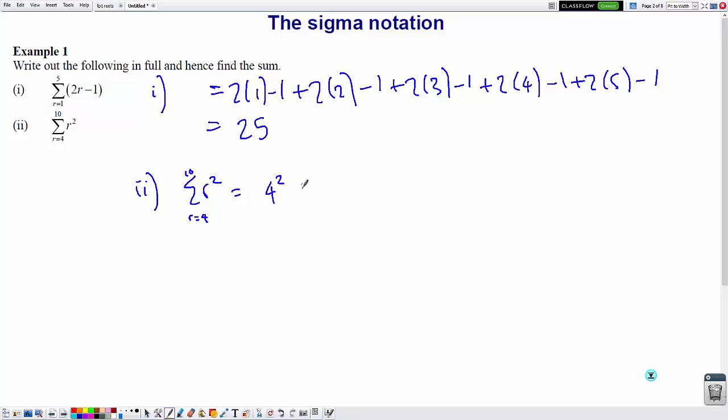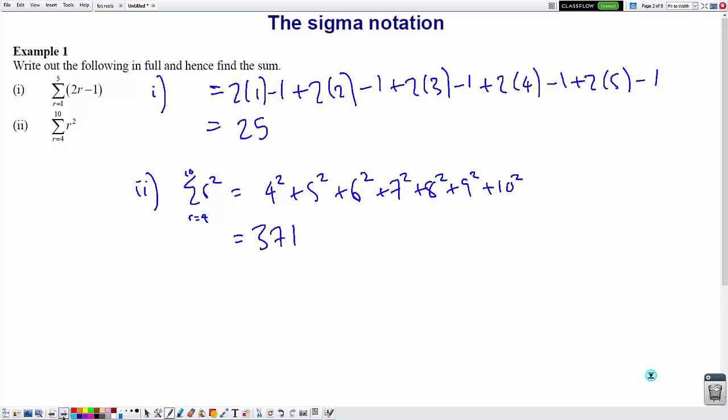So it's 4 squared, plus 5 squared, plus 6 squared, plus 7 squared, plus 8 squared, plus 9 squared, plus 10 squared. Again, you can just use your calculator to work what these things are. Or you don't have to. You can do it by hand if you want to, or just in your head. This is, I think, unless I'm mistaken, 371.